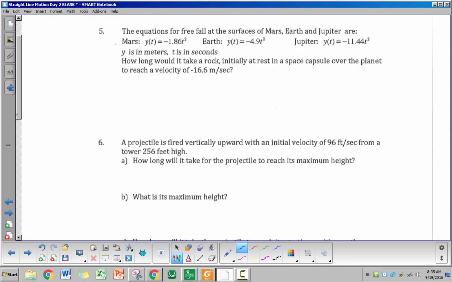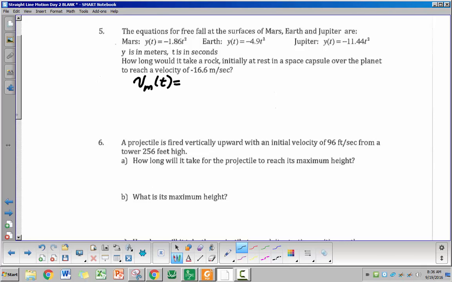The equations for free fall at the surfaces of Earth, Mars, and Jupiter are the following. How long will it take a rock initially at rest in a space capsule over the planet to reach a velocity of negative 16.6 meters per second? Well, I have position functions. So how do I get the velocity functions? I have to take derivatives. So this is going to be velocity on Mars of t.